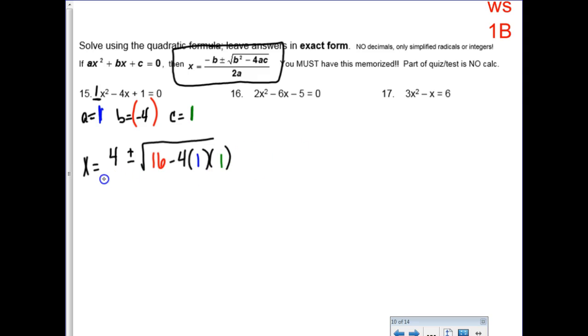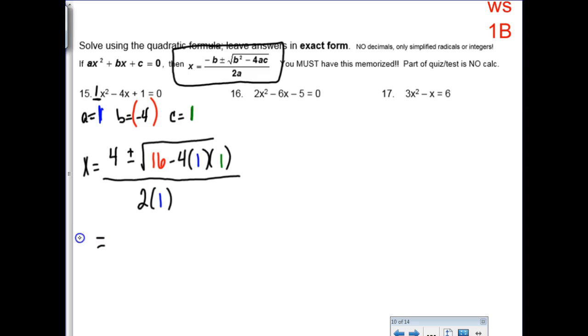Now, big mistake I see even from pre-calc kids. This fraction bar, which I believe has a name, it's called a vinculum, fun fact, has to be underneath everything in the numerator, not just the radical. And then you're dividing by double the a value, which was double 1. All right, now it's time to simplify.